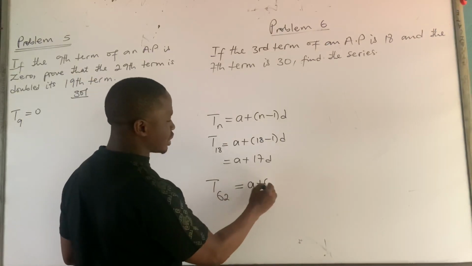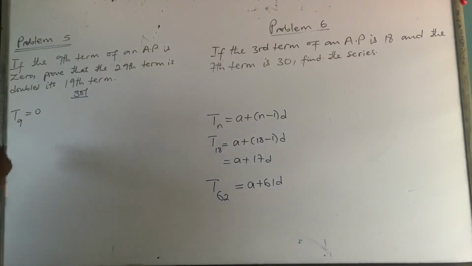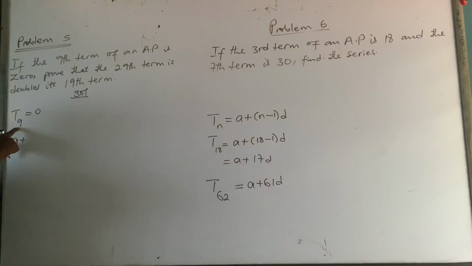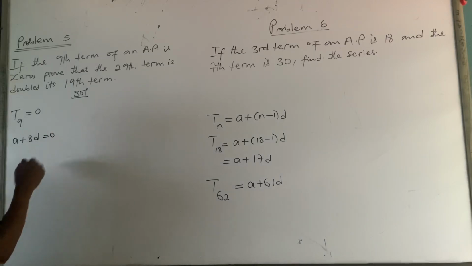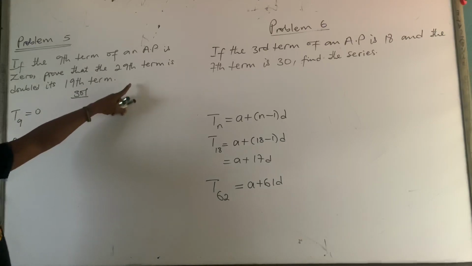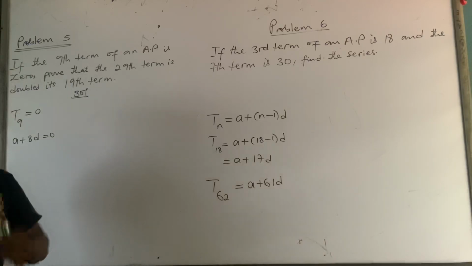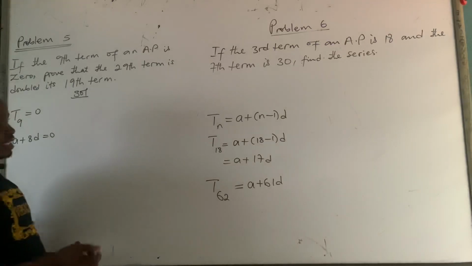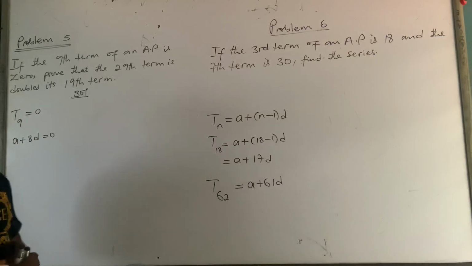So a plus 61d. So if the ninth term is 0, how do we write the ninth term? We say a plus 9 minus 1 is 8, so a plus 8d, which is equal to 0. But what do we want to prove? We want to prove that the 29th term is double its 19th term.